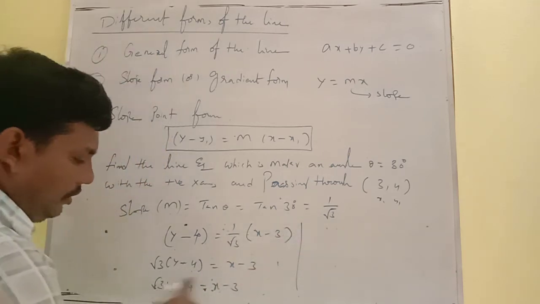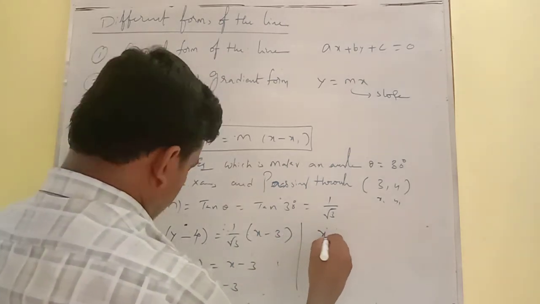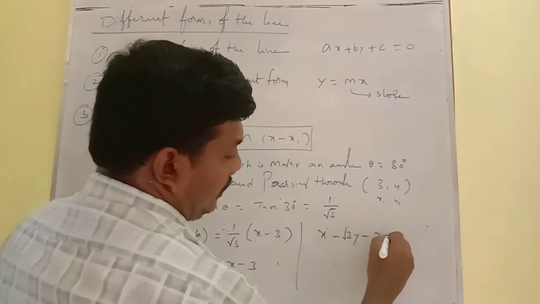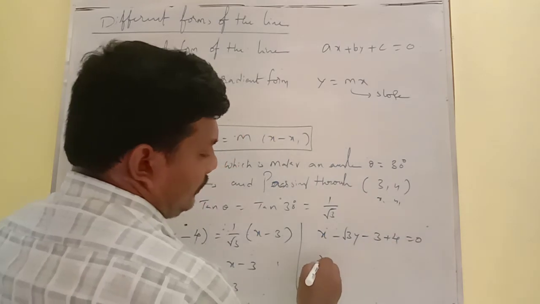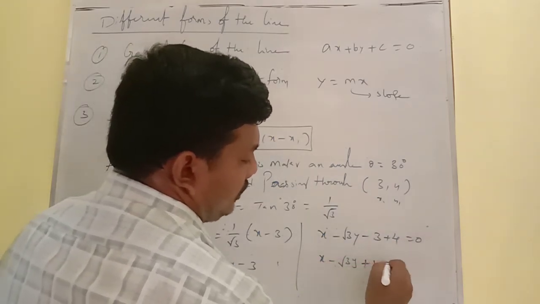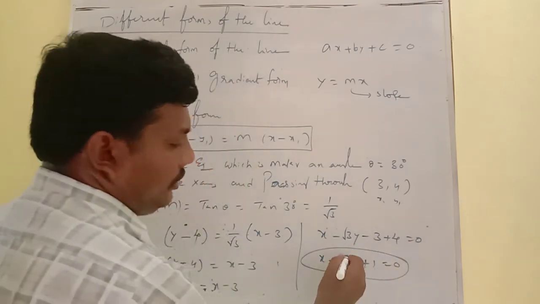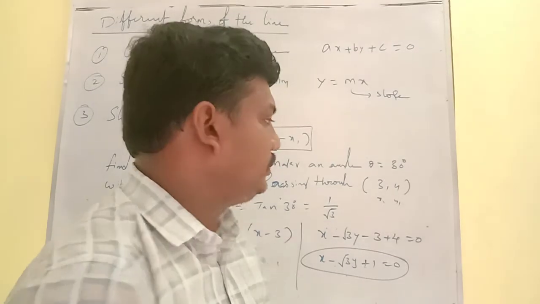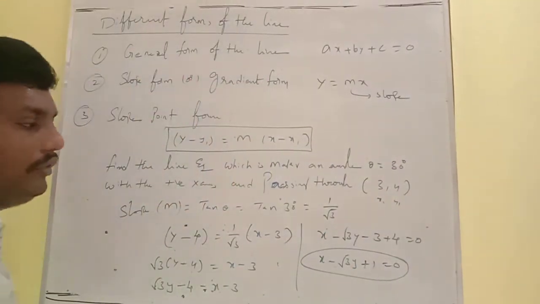So simply we can write all the values, take them to this side. Then x minus root 3 y, minus 3 plus 4 is equal to 0. This is x minus root 3 y plus 1 is equal to 0. This is the line equation, making an angle theta of 30 degrees and passing through the point (3, 4).